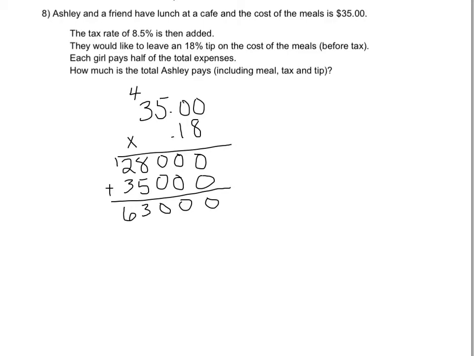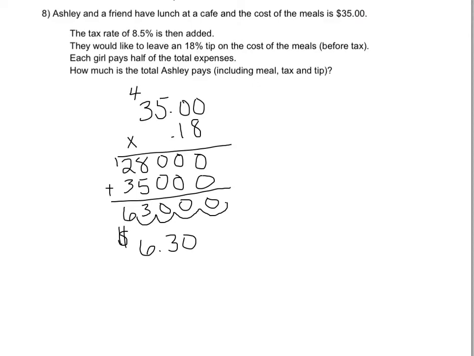So we look up here. We see that we have 1, 2, 3, 4 decimal places. We see that down here we need to move our decimal 4 places. 1, 2, 3, 4. Our decimal ends up being 6.30. So an 18% tip on $35, we're going to need to add $6.30. That's the tip that they're going to leave. Okay?